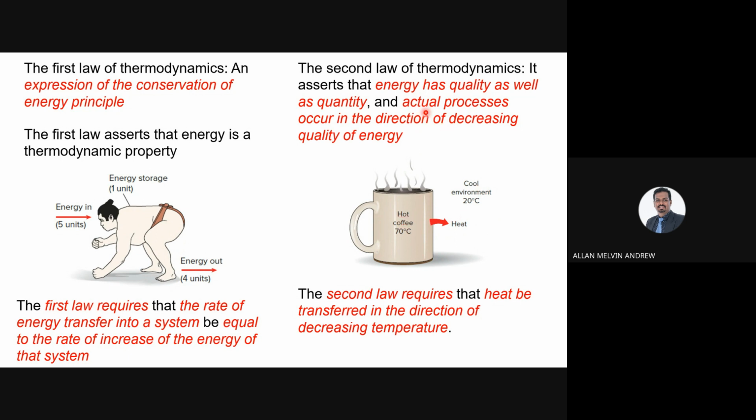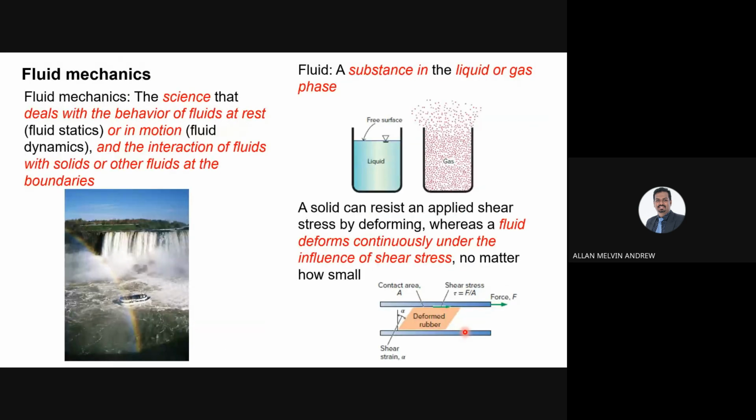So that is what the second law of thermodynamics is saying. It is actually happening in the direction of decreasing quality of energy, meaning 70 can become 20, but 20 cannot become 70 by itself. It cannot happen naturally. Okay, so that's on thermodynamics.